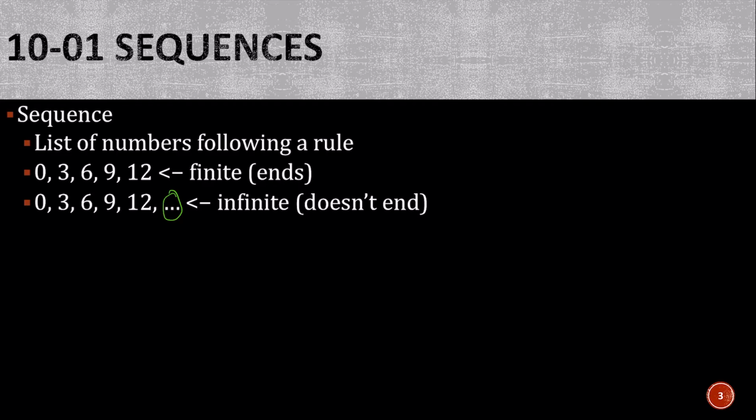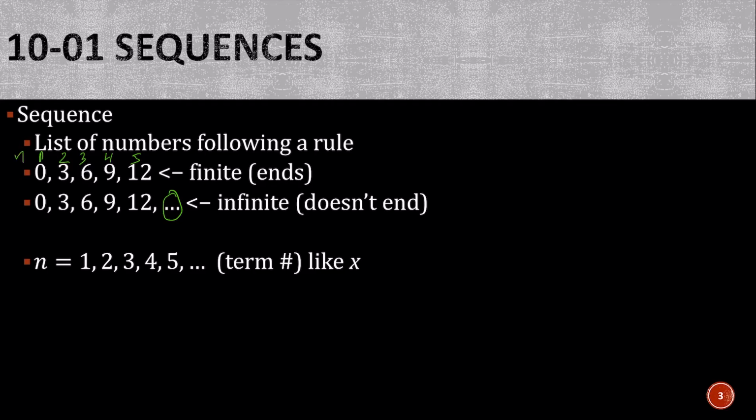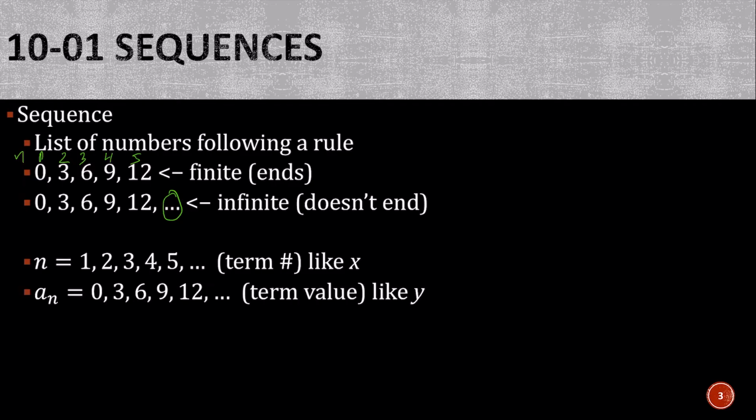These are kind of like functions. The n is 1, 2, 3, 4, 5, etc. It's the term number. So it's like the 0 was the first term, the 3 was the second, the 6 was the third, the 9 was the fourth, the 12 was the fifth. So those are the n's, or which position it is. It's like the x. And then the an is the value. So the first term is 0, the second term is 3, the third term is 6. So A4, the fourth term is 9, and that's like the y.